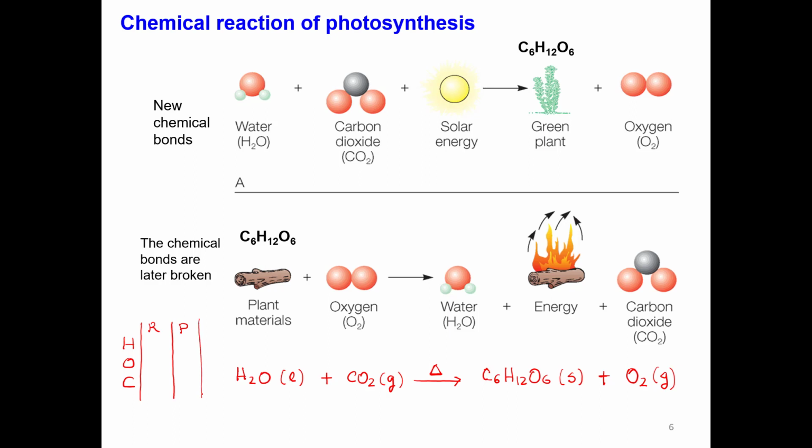Then let's start with hydrogen. We had here 2 hydrogens, but on the other side we had 12 hydrogens. Then what we need to do in order to get the same number of hydrogens is multiply the water molecule by 6.